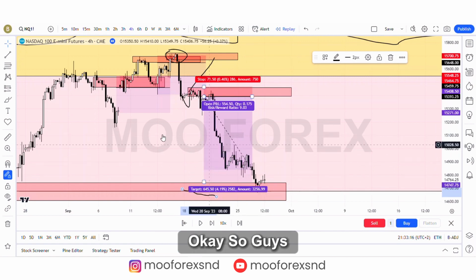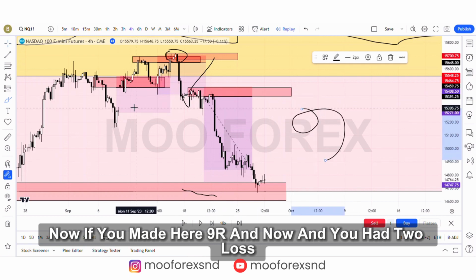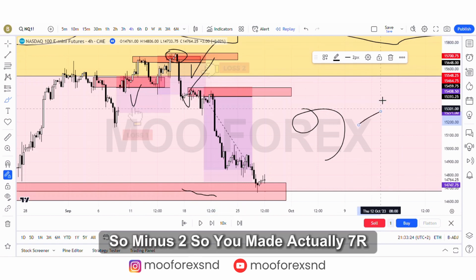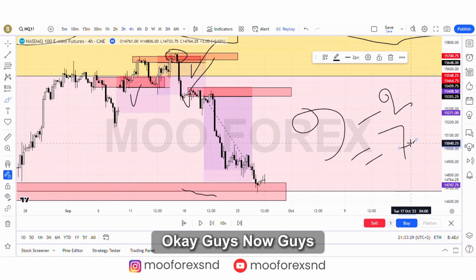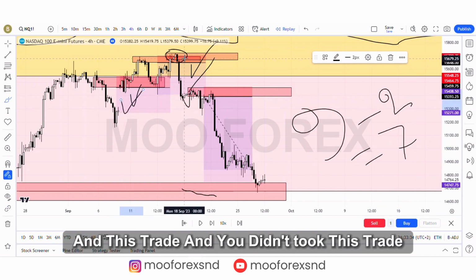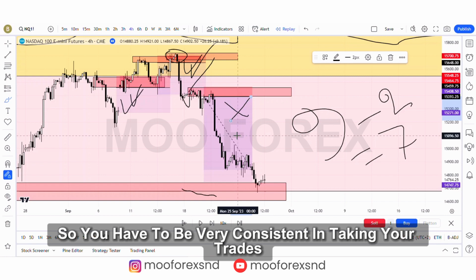So guys, if you made 9R here, and you had two losses, loss 1, loss 2, so minus 2, you actually made 7R. Now guys, if you were afraid and you took only this trade and this trade, and you didn't take this trade, then you didn't make any money. So you have to be very consistent in taking your trades.